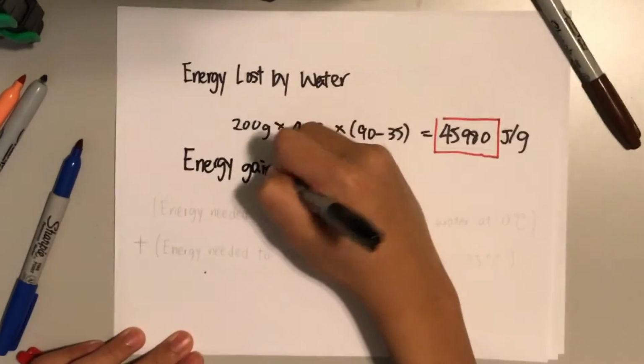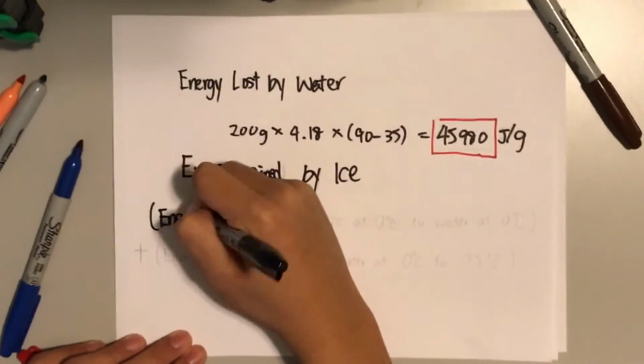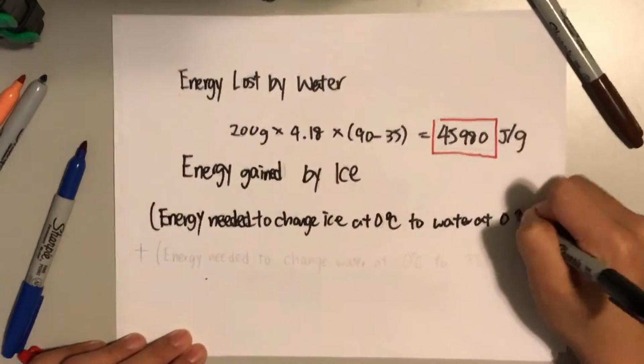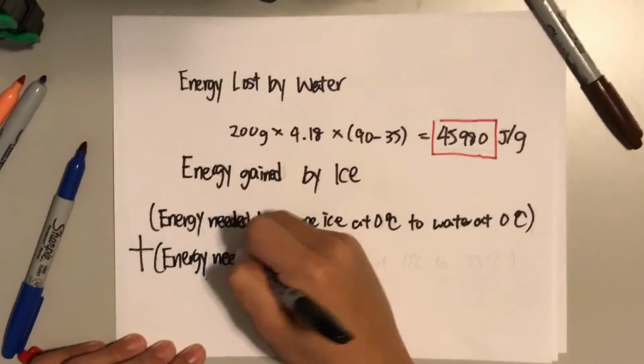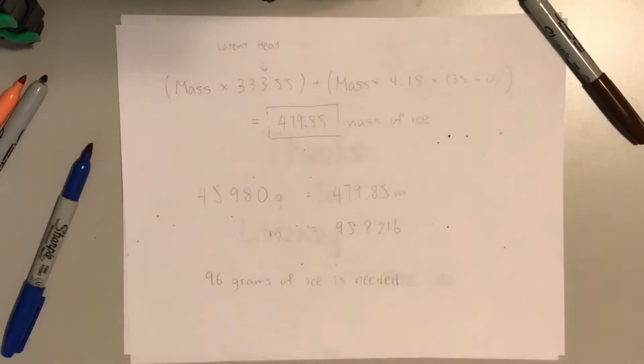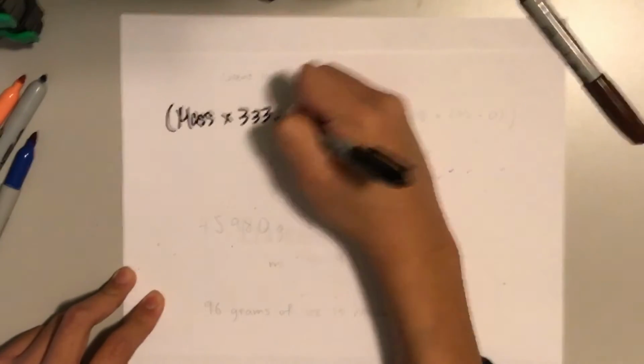Then, you have to find the energy gained by ice by adding the energy needed to change ice at 0 degrees to water at 0 degrees to the energy needed to change water at 0 degrees to water at 35 degrees.